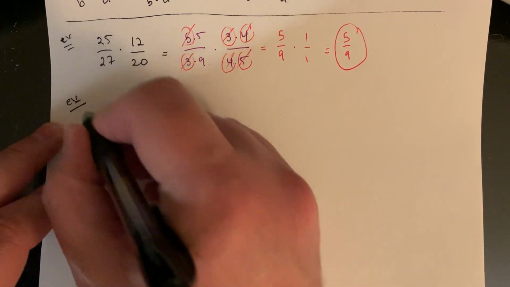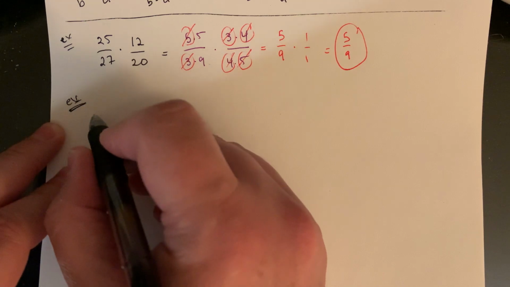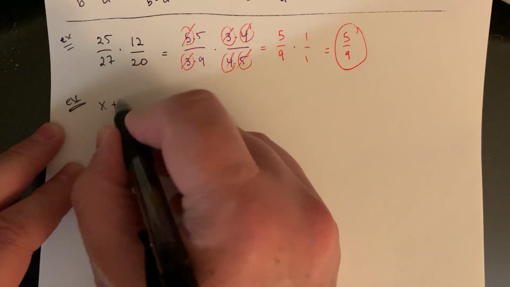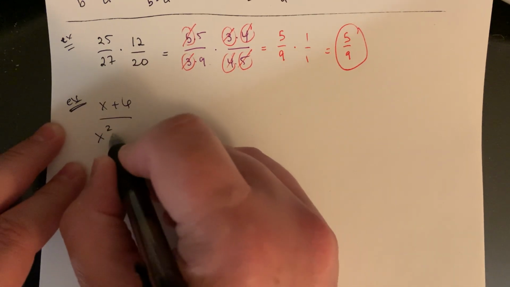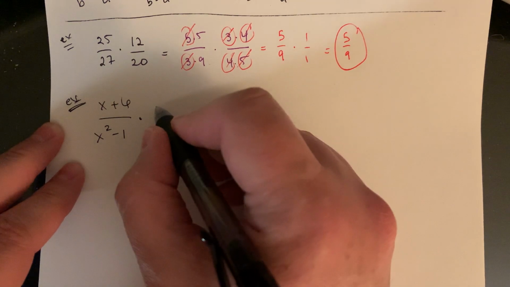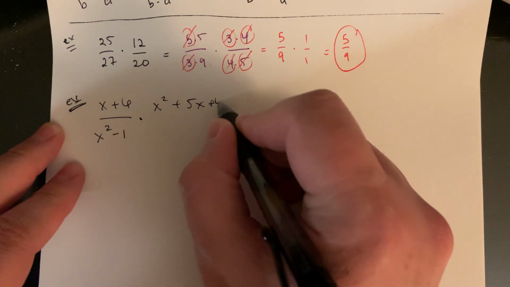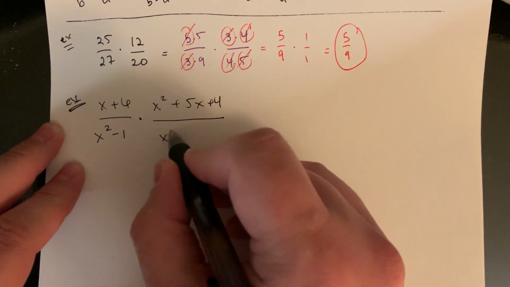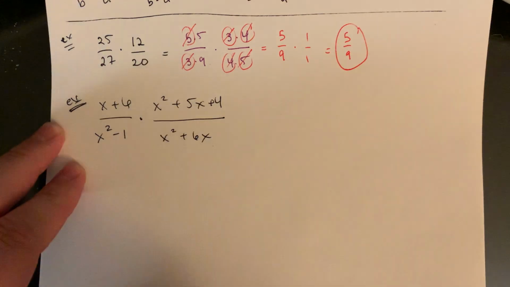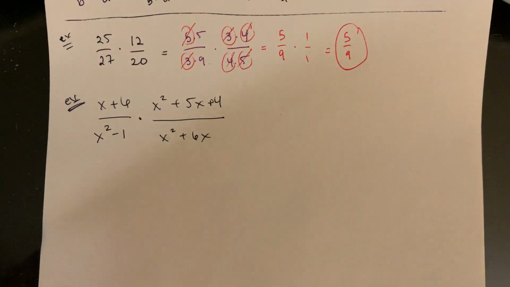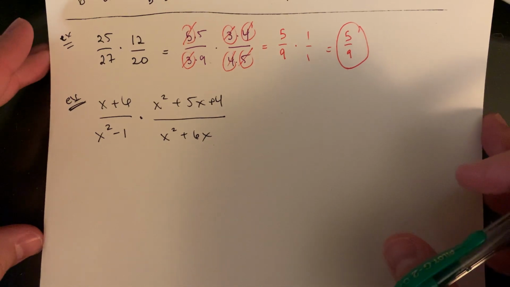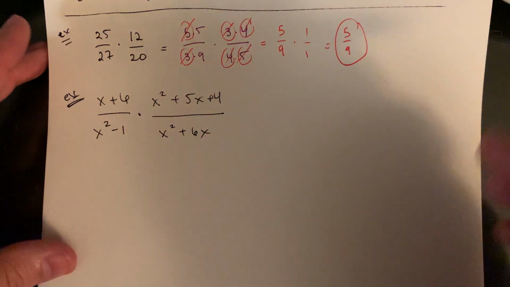So how about, let's do x plus 6 over x squared minus 1 times x squared plus 5x plus 4 over x squared plus 6x. So a couple things. What's the order we should do this? I tell you what, let's look at the two denominators first, just like we did in the simplification ones.